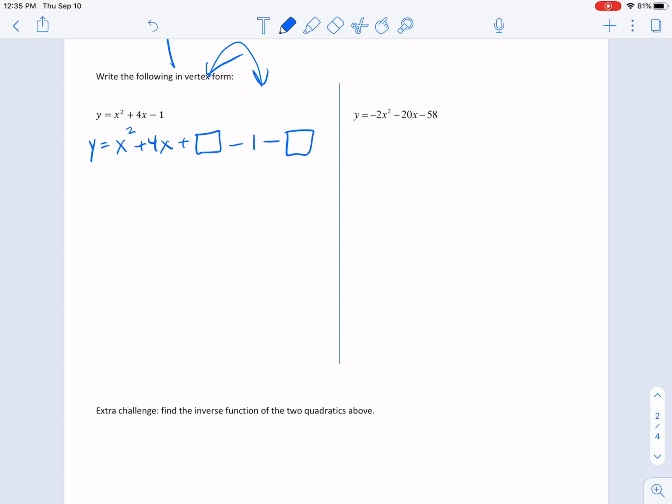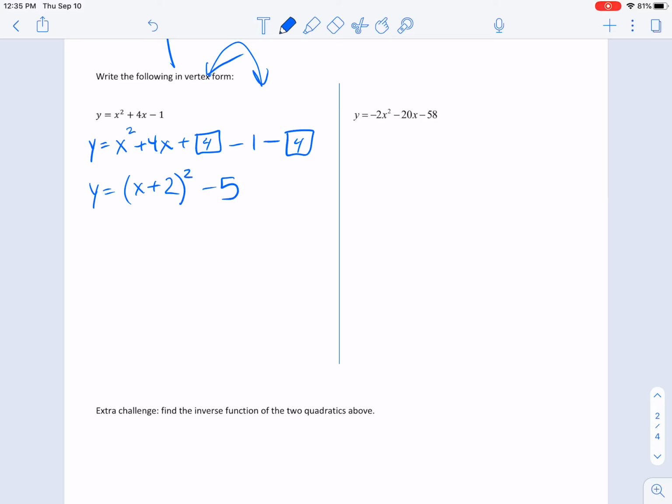So I'm going to say a box minus a box would equal 0. So I'm adding, in essence, 0; I just rewrote this equation. Now I can come along and say, okay, x plus half of 4 is 2. 2 squared gives me that 4 in the box. And that, ladies and gentlemen, is in vertex form.